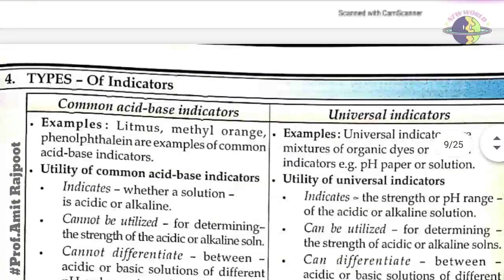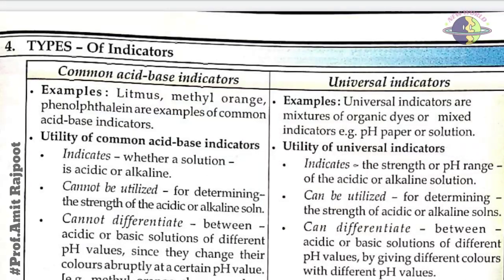Now types of indicator. Let us come to study about types of indicator. Number 1: litmus, methyl orange, and phenolphthalein are examples of common acid base indicators. Example on the right side for universal indicators: universal indicators are mixtures of organic dyes or mixed indicators. Example, pH paper or solution.